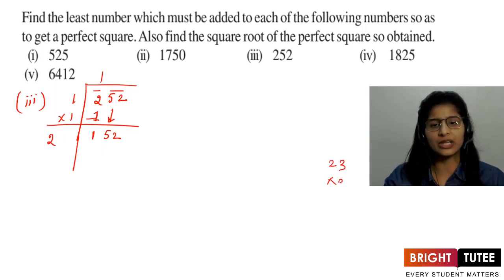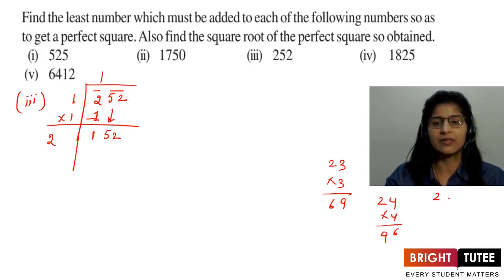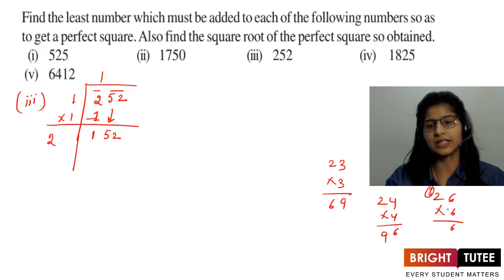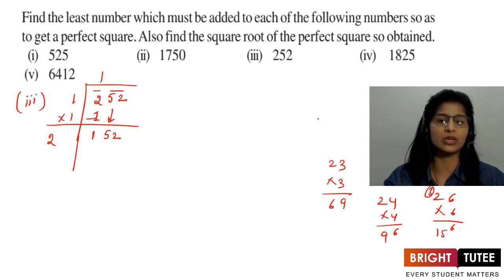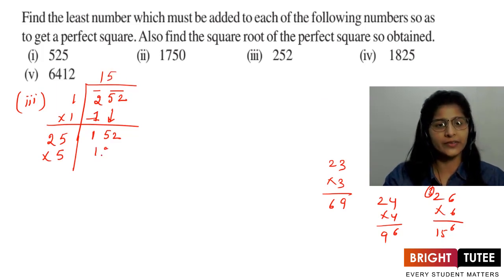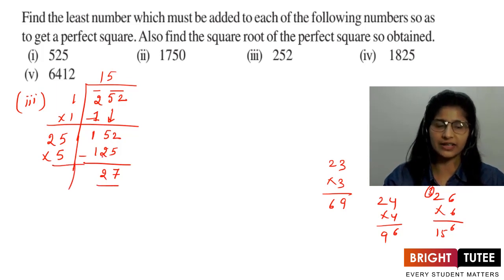Now just see 23 into 3, 3 3s are 9, 3 2s are 6. We will try with 4, 4 4s are 16, 4 2s are 8 and 1 is 9. We'll try with 6, 6 6s are 36, we have a carry 3, and 6 2s are 12, 12 and 3 is 15, 156, which is more than the dividend, so let's do with 5. 25 into 5 is 125. Let's subtract it. 12 minus 5 is 7 here, 4 minus 2 is 2 here. So we are left with the remainder as 27.